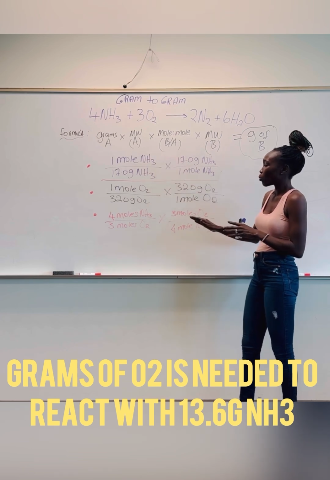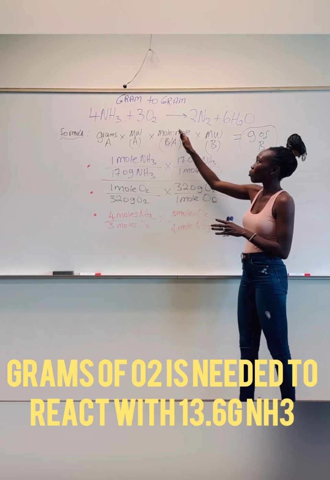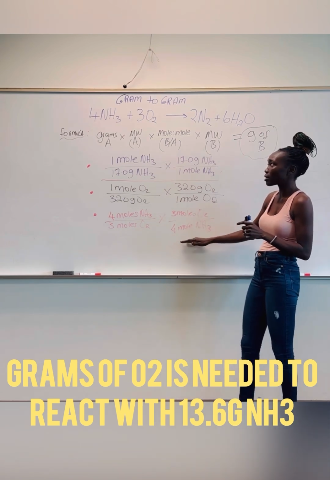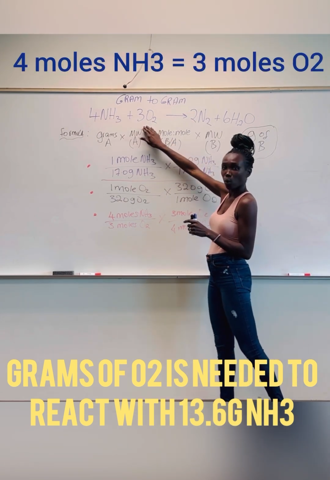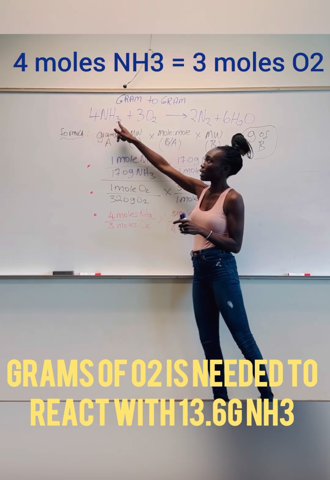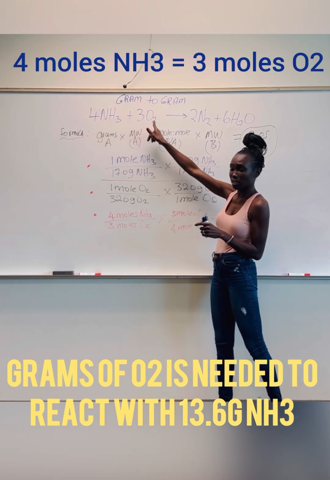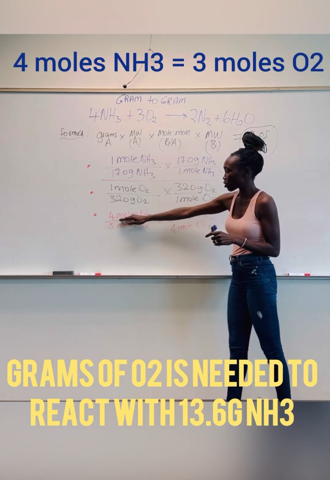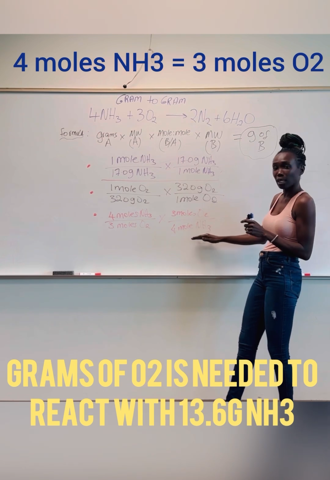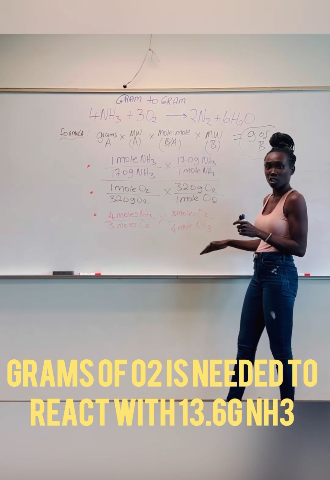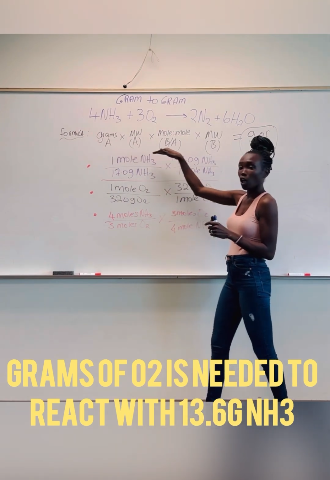We also need the mole to mole ratio for your element and compound of interest. I went ahead and did that. From your equation, it tells you that 4 moles of ammonia is equal to 3 moles of oxygen. We just took that and put it in ratio form, where your moles of ammonia is on top here and on the bottom here, oxygen and oxygen. Now we have all the information we need to fill in our formula.